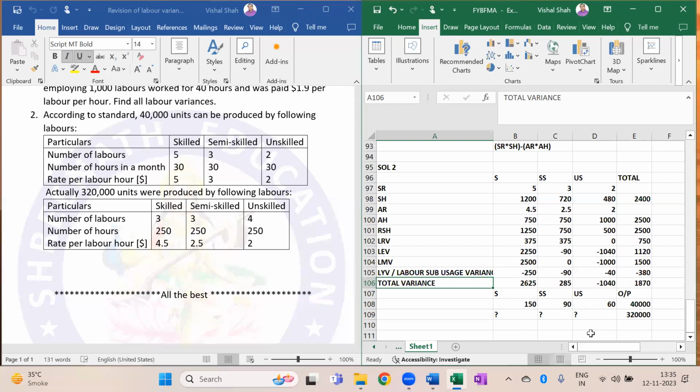Please find out all the variances and let me know if I'm right or wrong. This was all with regards to labor variances. In the next lecture, we will start with overhead variances. Thank you very much. God bless you all.